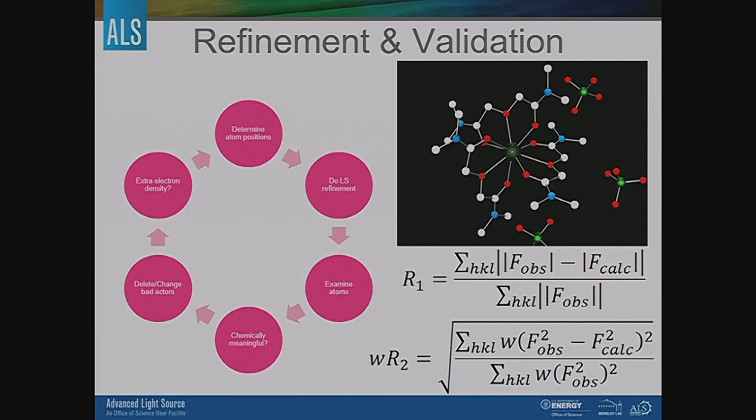If you find any other weird electron density that's not accounted for, well, I didn't think there was bromine in there, but maybe it's still in there. I thought it was a leaving group. It didn't leave. Okay, then you need to add that into your model. You've got your atom positions. You feed them back into another least squares refinement.